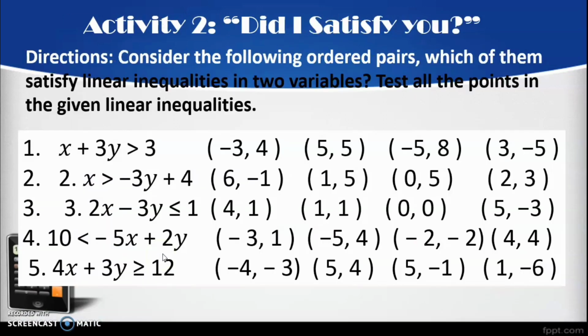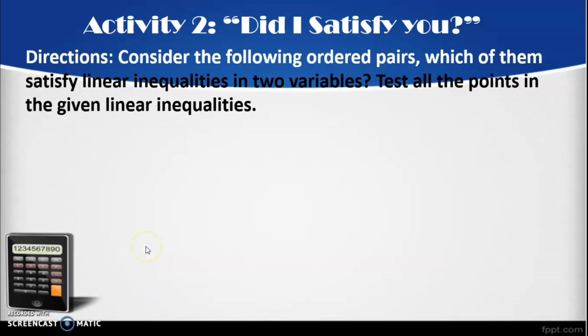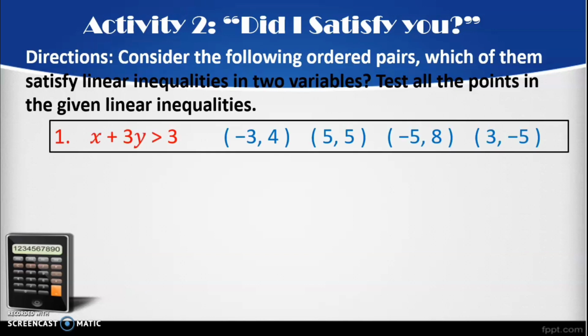Next activity, activity 2. Consider the following ordered pairs. Which of them satisfies the linear inequality in two variables? Test all the points in the given linear inequalities. So, meron tayong 5. A-answeran lang natin ang number 1, at kayo na ang mag-test sa number 2, 3, 4, and 5. So, number 1, our inequality, x plus 3y greater than 3.